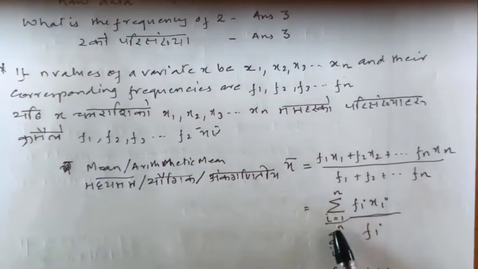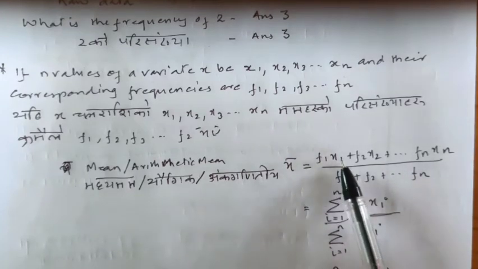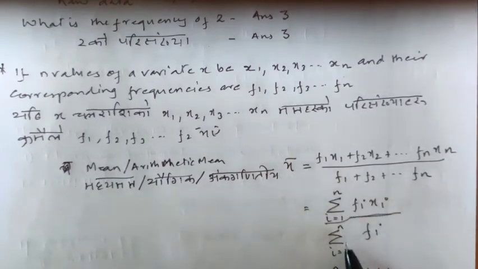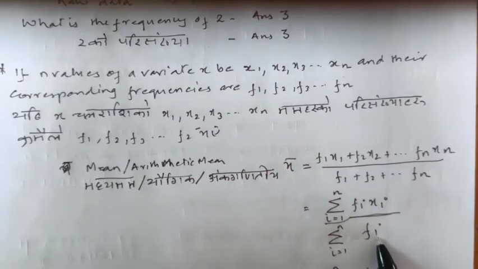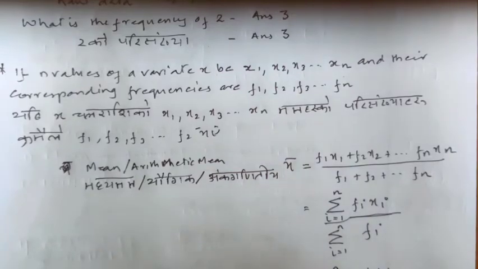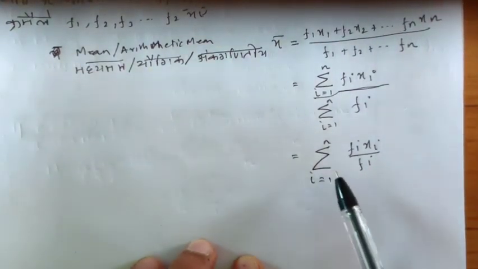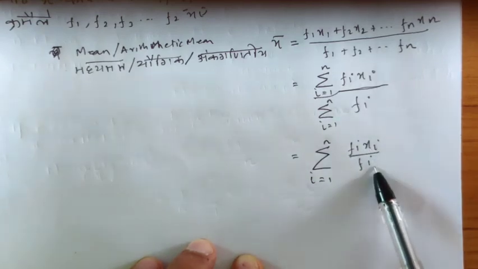Now I'll bring a summation sign. So again it starts from 1 till n, and f1 x1, f2 x2 I can replace by fi xi, with i starting from 1 to n. And down also I'll bring a summation sign, i equals 1 till n, and f1, f2, f3 will all be replaced by fi. As a result I can write one summation sign for both: i equals 1 till n of fi xi by fi. So this is the formula when we have frequencies.